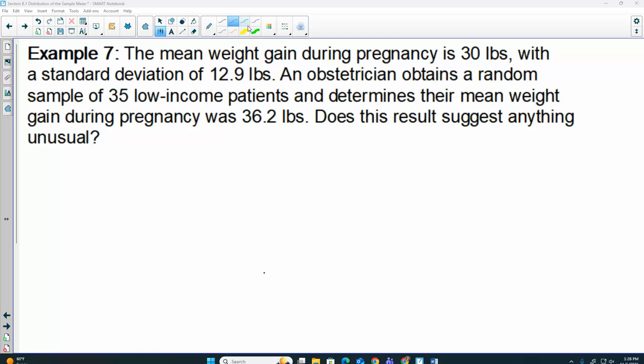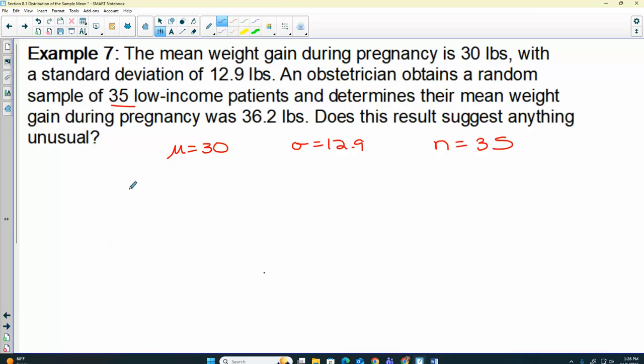The mean weight gain during pregnancy is 30 pounds with a standard deviation of 12.9 pounds. So we know our mean, we know our standard deviation. An obstetrician obtains a random sample of 35 low-income patients. So what would that be? And determines their mean weight gain was 36.2 pounds. Does this result suggest anything unusual?